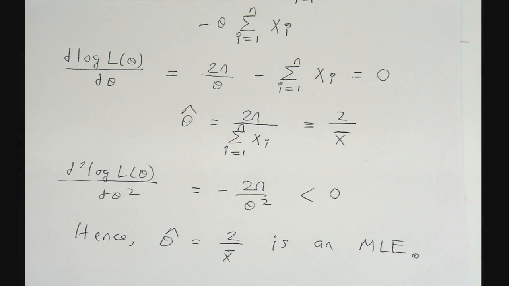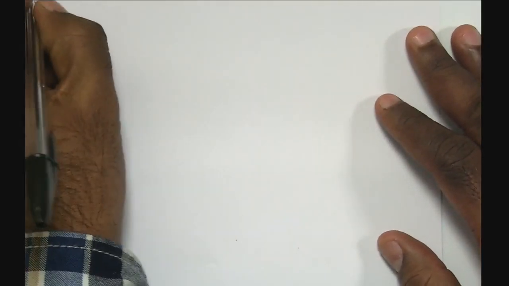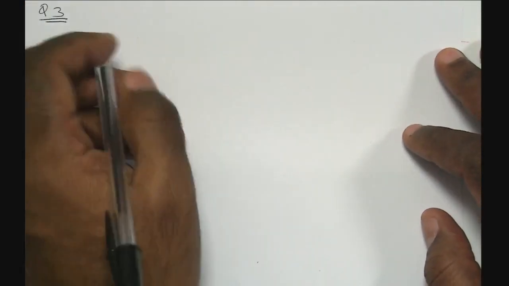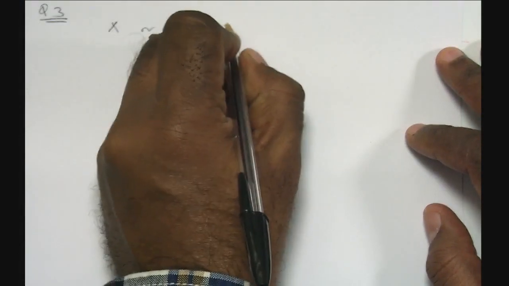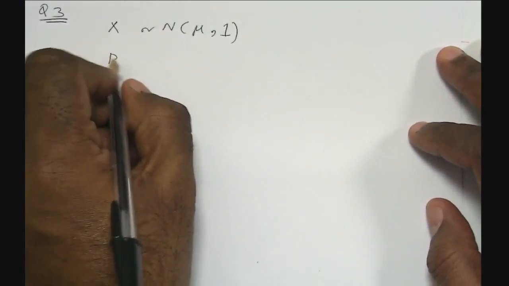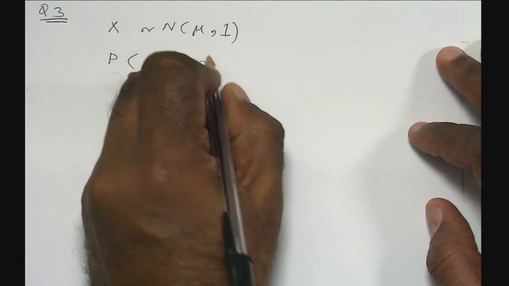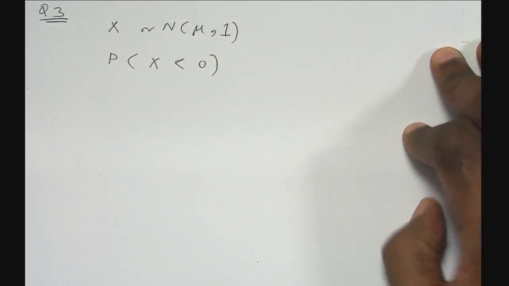All right, let me show you. It seems some of you are struggling with question 3. Let me show you how to do that. Okay. Right. You are told that x is a normal variable with mean mu and variance equal to 1. And the question is to find the MLE of the probability that x is less than 0.